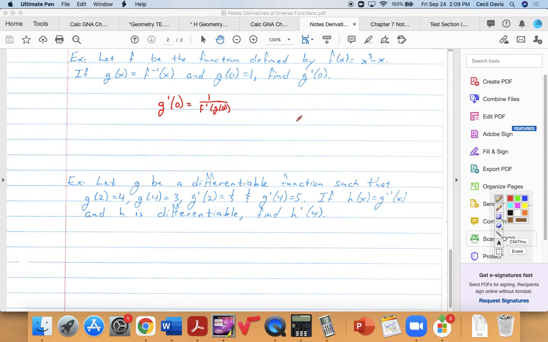Now you're like, wait a minute, that's not the way we wrote it before. Okay. If you want it written the way we wrote it before, it'd be f prime at g of 0 is equal to 1 over g prime at 0. That's the derivative rule for inverse functions, but if you think back to some basic arithmetic, you can switch those two, right? And it's still equivalent.